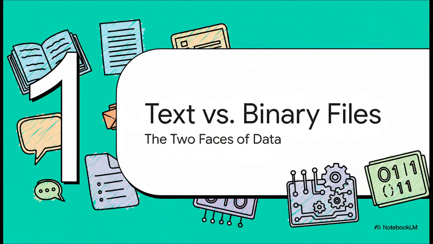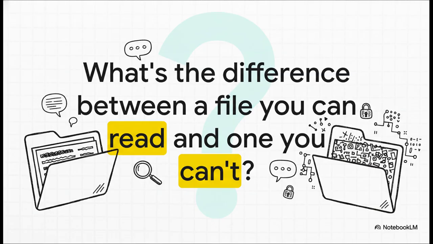All right, so first things first. Not all files are the same. Broadly speaking, you can split them into two main camps, the ones that are meant for us humans to read, and the ones that are meant purely for the machine. So what's the real deal here? Why can you open a note on your computer and it makes perfect sense, but if you try to open up an application file, it just looks like a screen full of complete chaos?